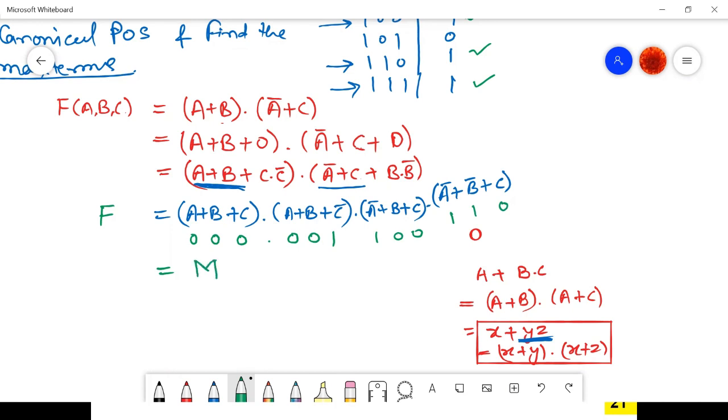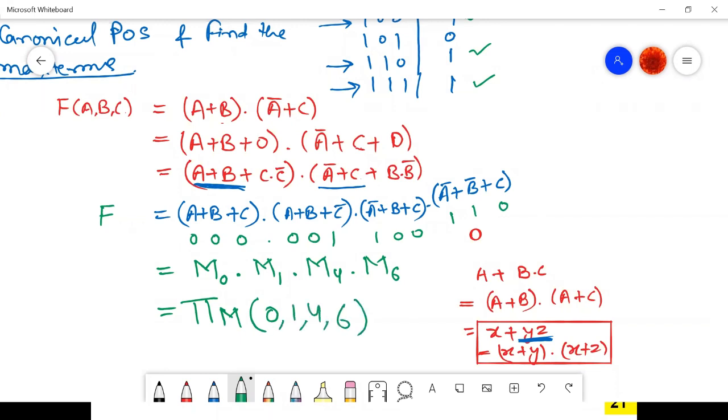So now we can write the max terms. These are M0 dot M1 dot M4 dot M6, right? So we can write now in the form product of sum, pi capital M, and in the bracket we can write in the order 0, 1, 4, 6. So these are, girls, the max terms. These are the max terms.